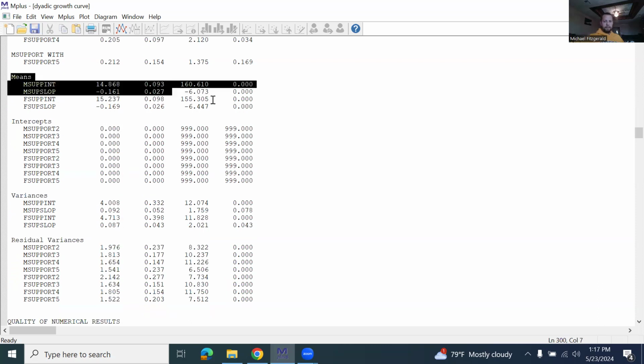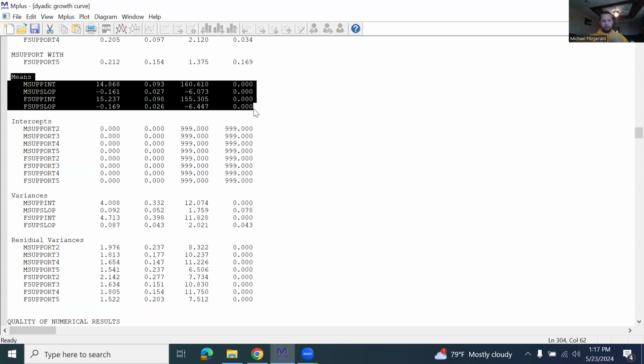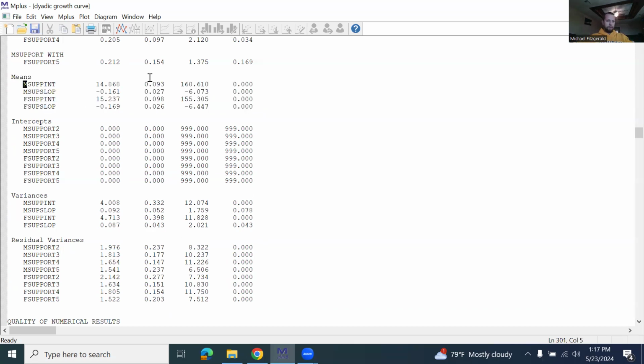So the means are of substantive interest here. Oftentimes in latent variable modeling, we don't care as much about the means, but when you are doing growth curve analysis, the means are of significant importance. And so here is the mean of male support, that's the intercept.